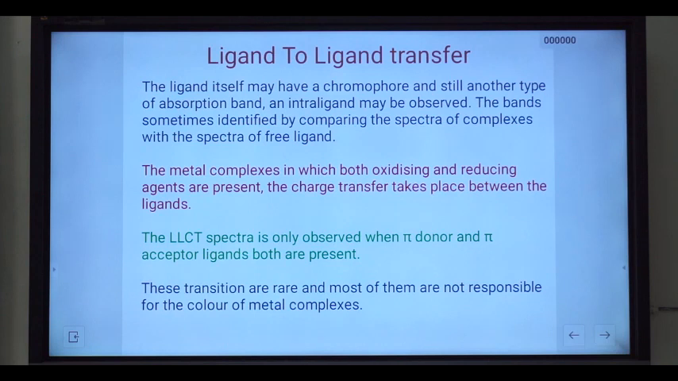So LLCT spectra is only observed when pi donor as well as pi acceptor ligands are present, unlike MLCT, which involves pi acceptor ligands, and LMCT, which involves pi donor ligands. But in case of LLCT, both kinds of ligands, pi donor as well as pi acceptor, are present. Only then ligand to ligand charge transfer transitions occur. Although these kinds of transitions are very rare and most of them are not responsible for the color of metal complexes. So during the examination, only two transitions are important, that is LMCT and MLCT.